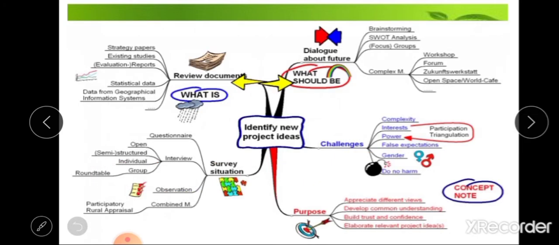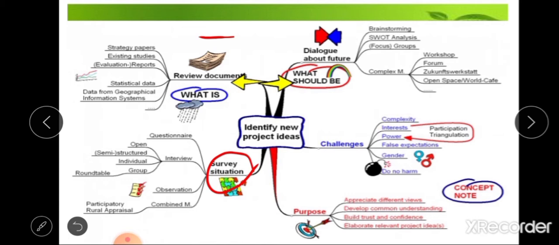So these are the different sources through which we get ideas for the project. First, review of documents: we can get project ideas from different documents or reviews, from statistical data, strategic papers, reports, etc. Then survey or situation. From a survey we can also identify project ideas, and for that particular survey we can use different tools such as questionnaire, interview, observation, etc.